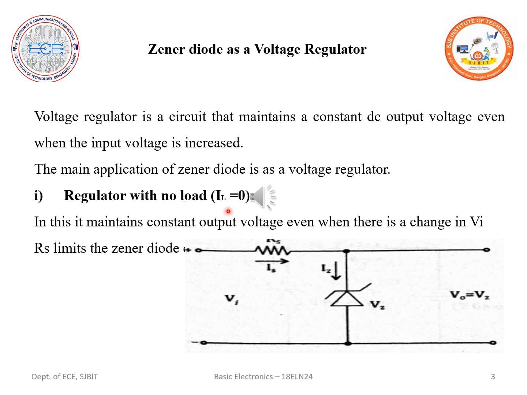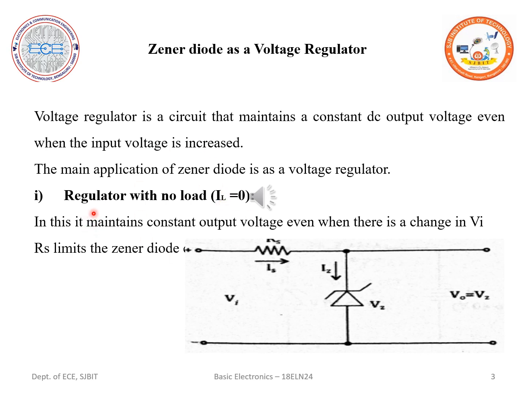Now let us study how the Zener diode can be used as a voltage regulator. We all came to know that a voltage regulator maintains a constant DC output voltage irrespective of the variation in the input voltage. Now, we are going to vary our input voltage. This can be a line voltage or a load voltage. What is this line voltage and what is this load voltage?